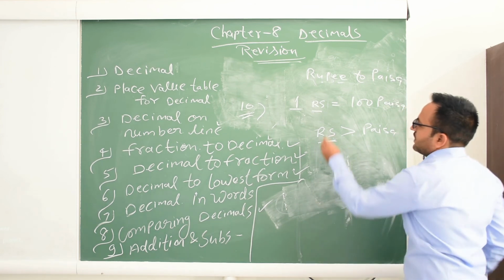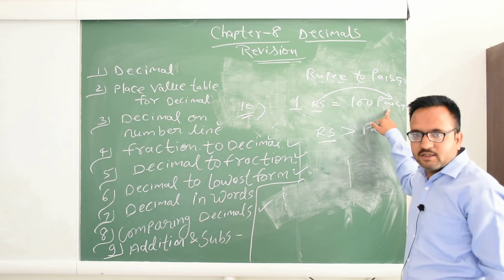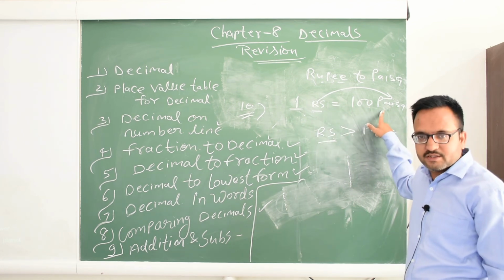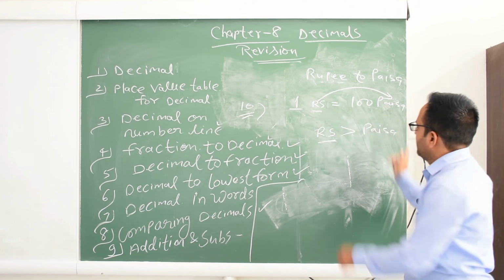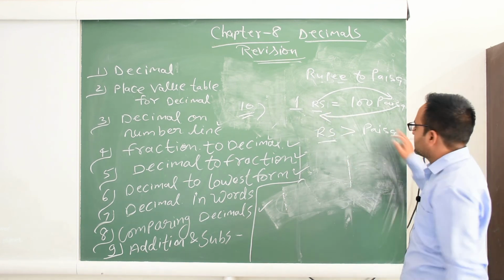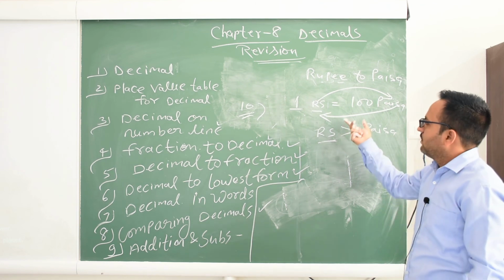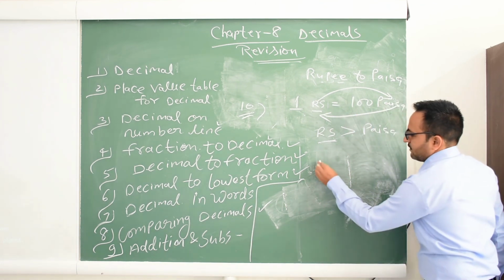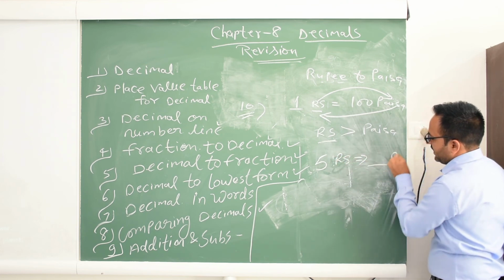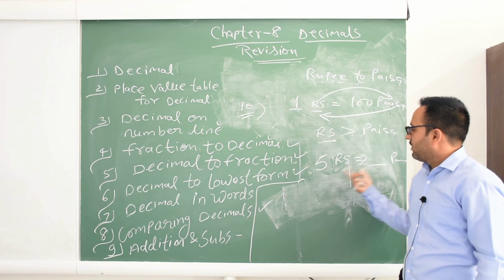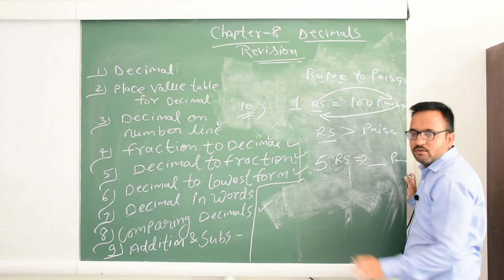So in the case of going from greater to smaller unit, we use multiplication, but in the case of smaller to greater, we use division. For this we take an example: 5 rupees, and how many paisa in 5 rupees? We already know 1 rupee is equal to 100 paisa.